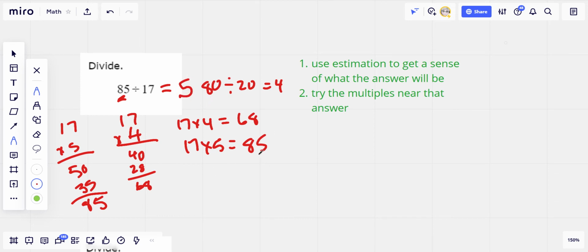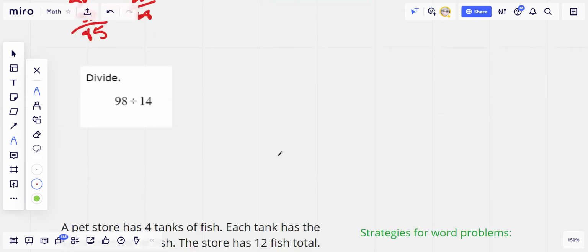Now, I got lucky this time. There aren't any remainders in these problems. So if I had done the same strategy and I'd gotten close to 85, let's say I'd gotten 84, then my answer would have been that with a remainder of 1. So this method actually can work and help you do division without actually doing division. Okay, let's try another one to practice this method.